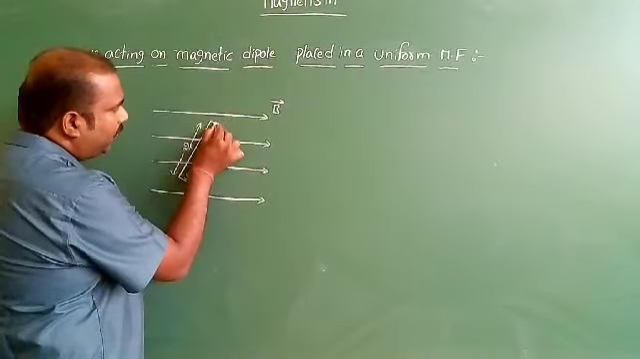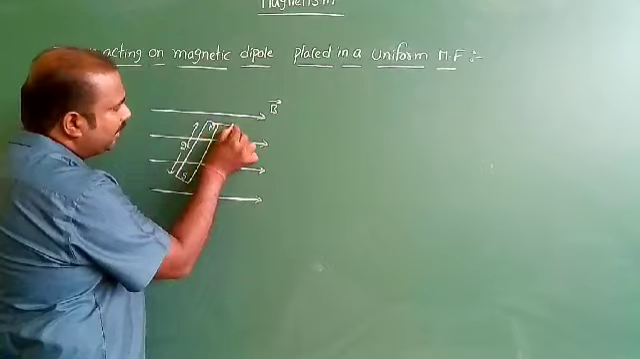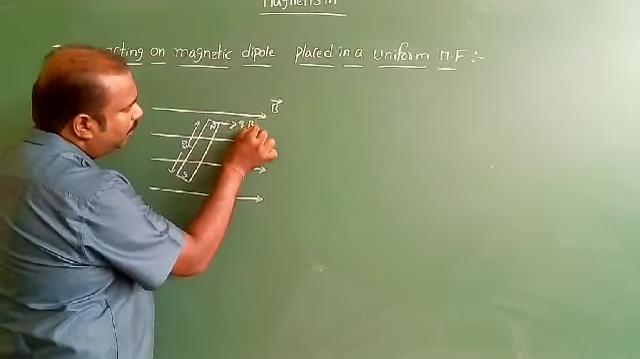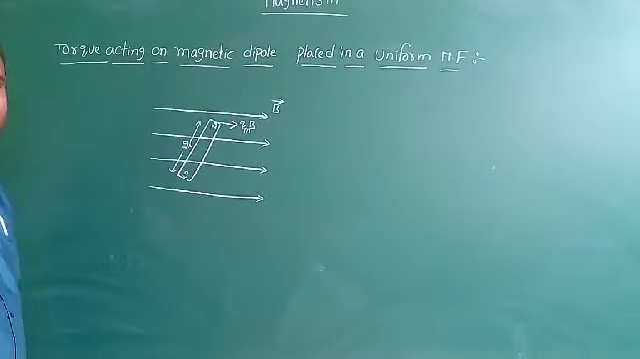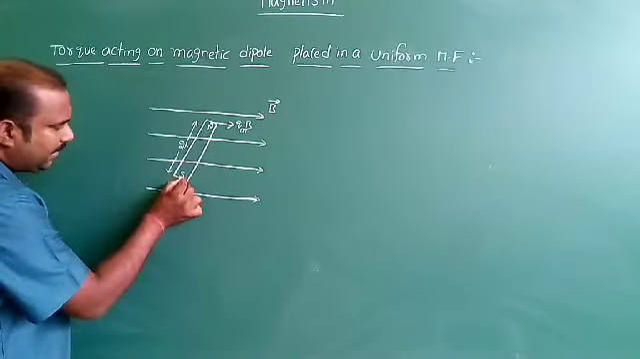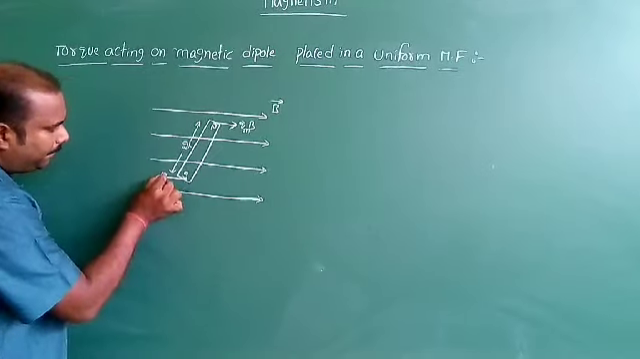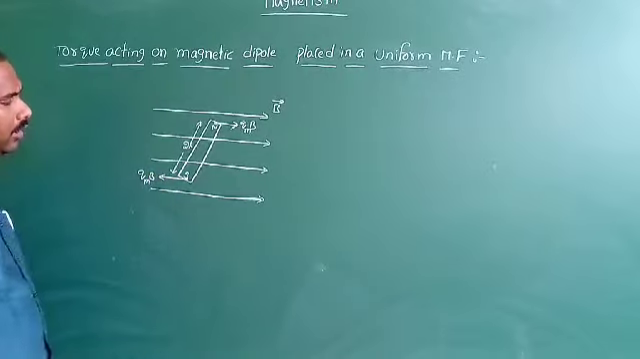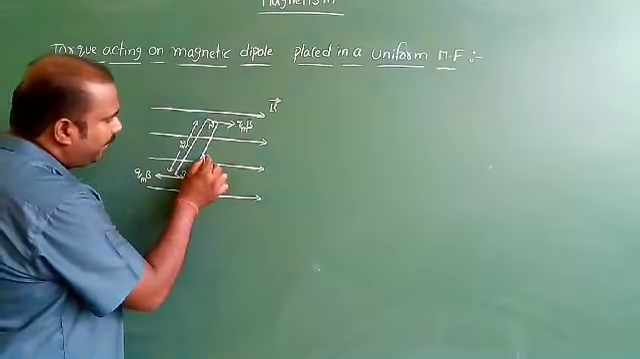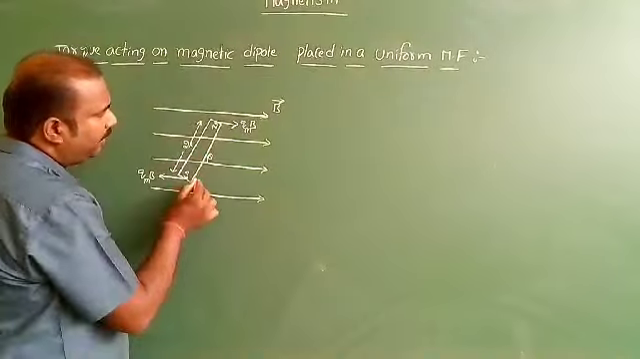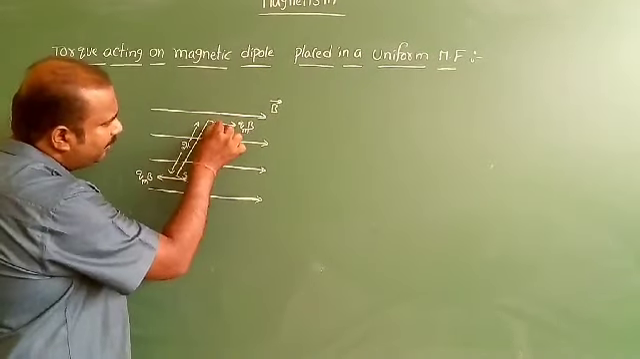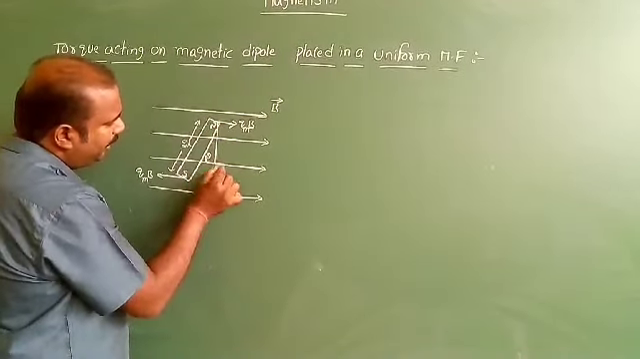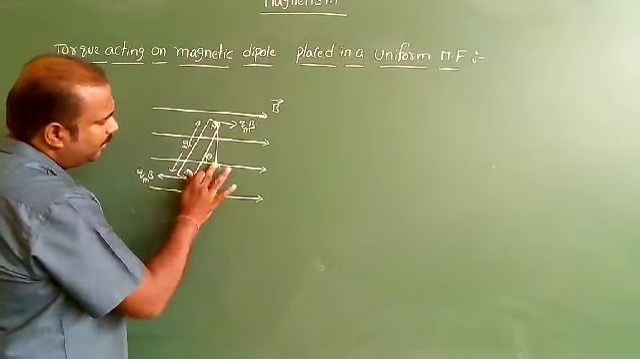Now, the force which is acting on the north pole is given by Qm into B, and the force which is acting on the south pole is given by Qm into B. Now, this makes an angle theta. Now, the perpendicular distance is given by this triangle N, A, and this we can take as S.